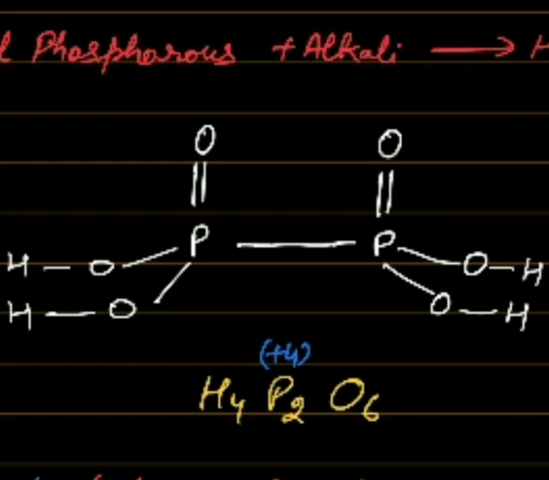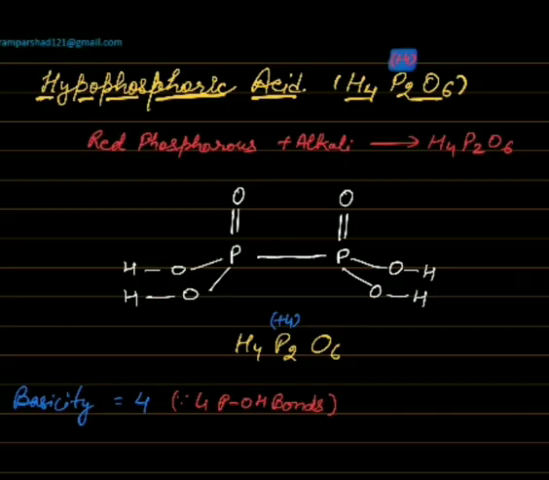Now let us discuss the basicity of this hypophosphoric acid. Depending upon the number of ionizable hydrogens or the OH groups directly linked to the phosphorus atom, we can say here that there are 4 ionizable hydrogens, so its basicity is 4.